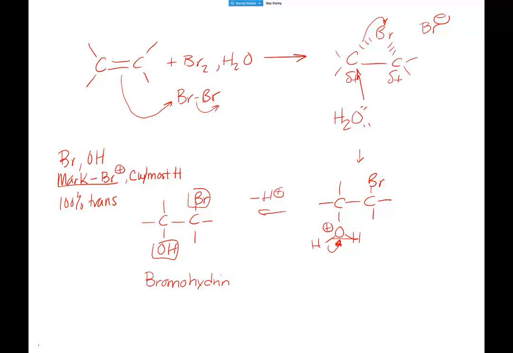So then what we need to do is put in a problem and say, okay, what's the major product of the reaction? But those are my three things: Br, OH, Markovnikov, 100% trans. Then is that reaction regio or stereo selective?